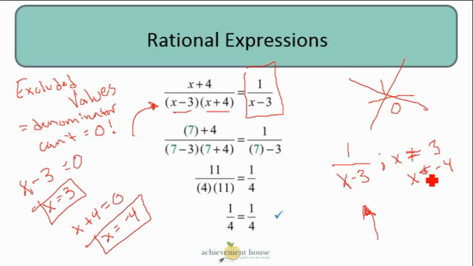Now it's important to include that because we want this problem here to be the same function or polynomial or equation or expression, whatever we're simplifying. We want it to be exactly the same as the one before, which means it has to have both excluded values. So it's important to find your excluded values before you simplify.